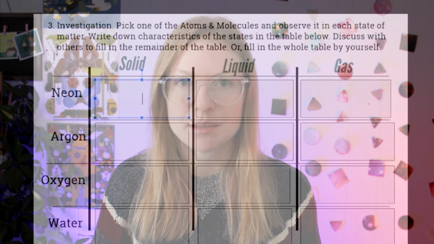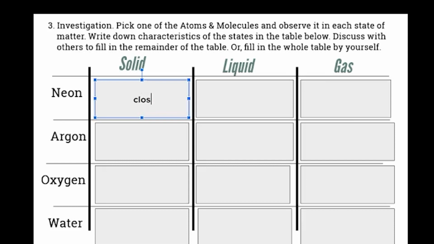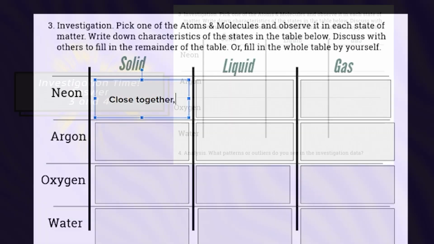So here is the real meat of our investigation. We want to go through and pick each type of matter and see what we see in each state. Don't worry too much about what exactly you're writing in the boxes. Just make sure to write down your observations and what you see. Drawing pictures works as well.